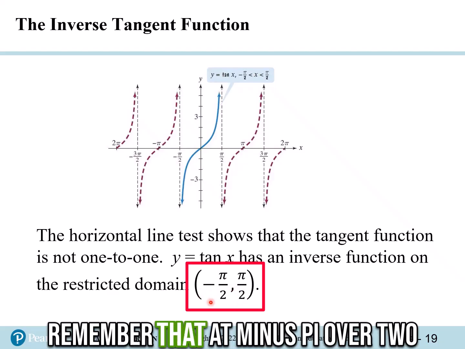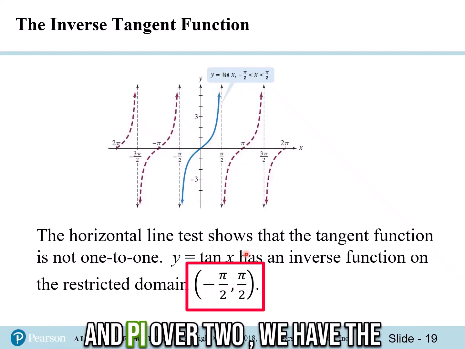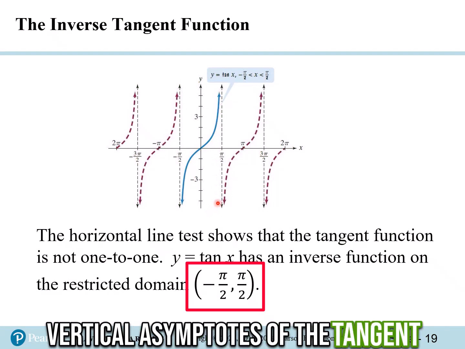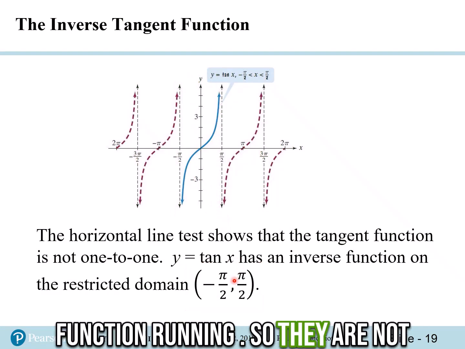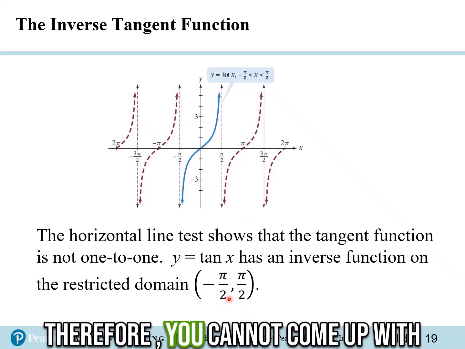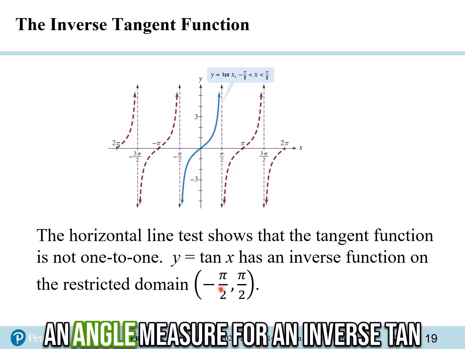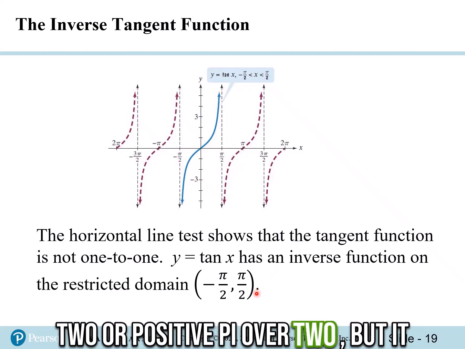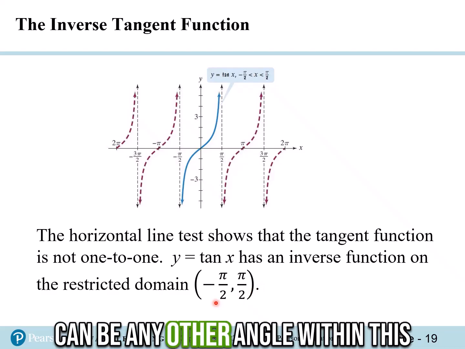And remember that at minus pi over 2 and pi over 2, we have the vertical asymptotes of the tangent function running, so they are not included within that interval. Therefore, you cannot come up with an angle measure for an inverse tan function which is negative pi over 2 or positive pi over 2, but it can be any other angle within this interval.